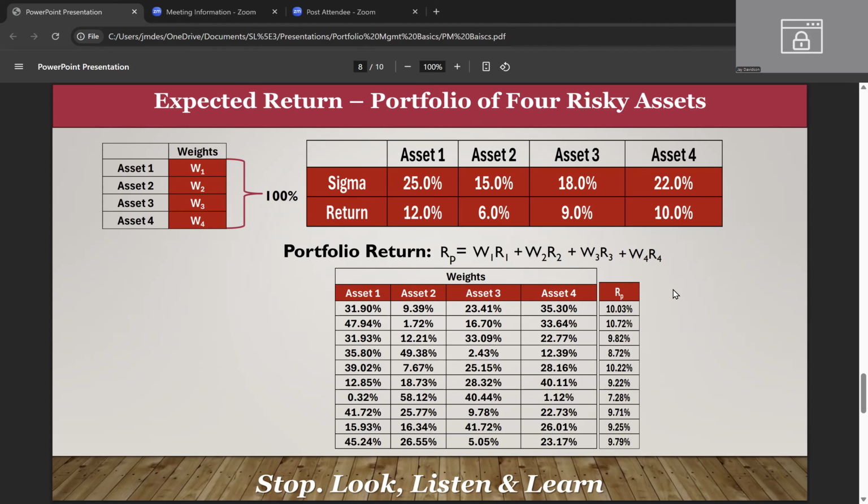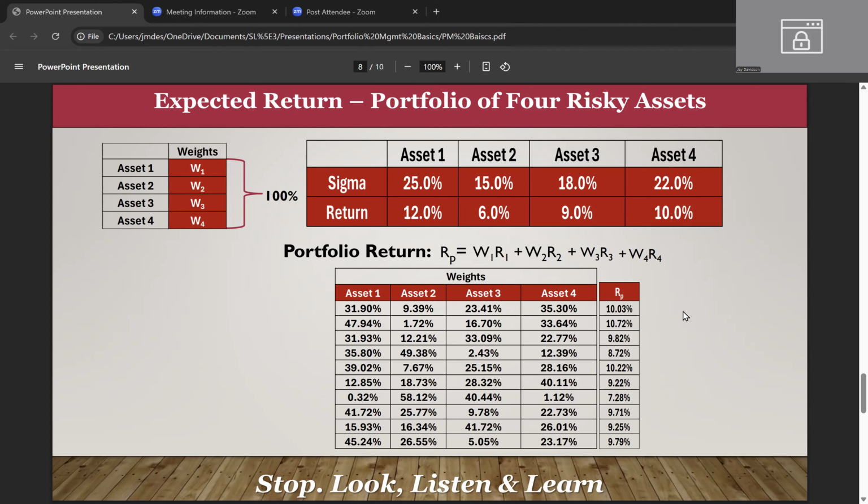That'll be what they refer to as a risk-free asset, if you will, right? So these are all risky assets, and we're assuming that we have four of these risky assets in our portfolio, and we see the standard deviations of each of those four assets, and the prior return or the expected return of each of these four assets, right?